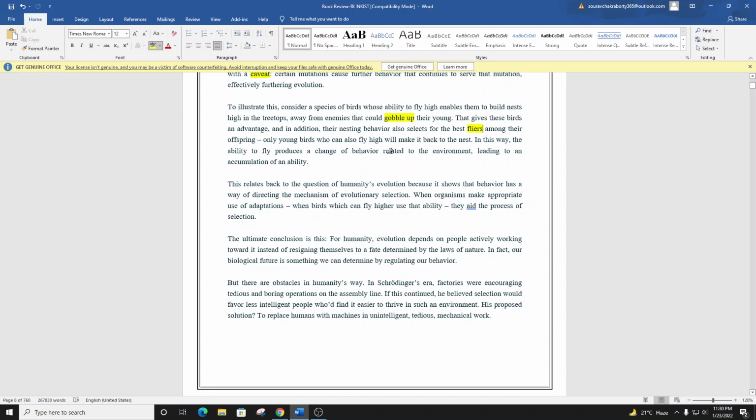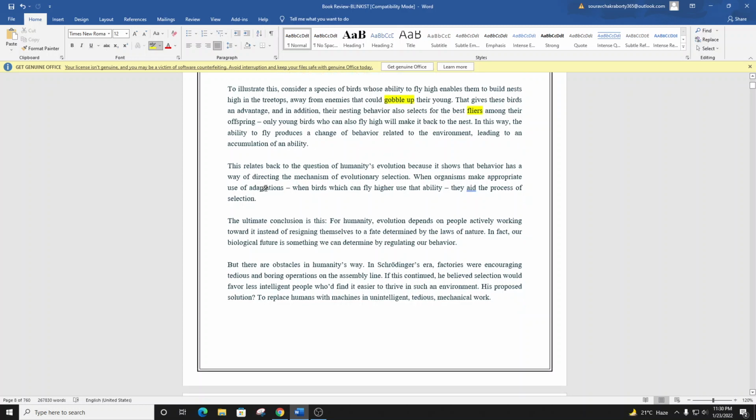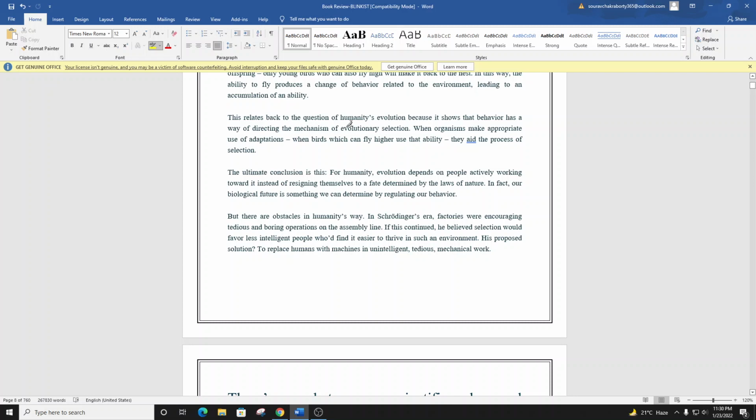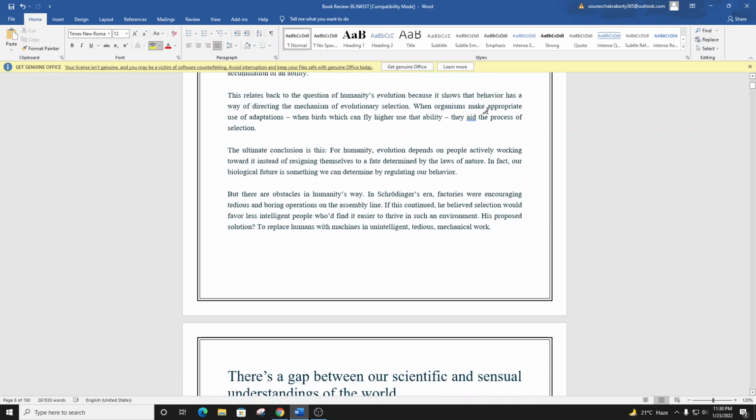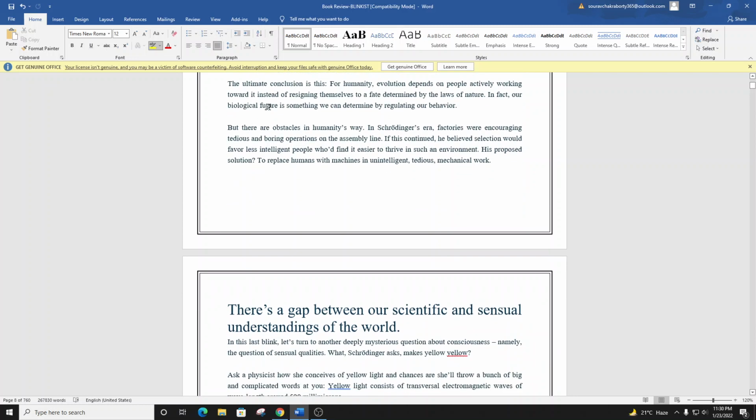In this way, the ability to fly produces a change of behavior related to the environment, leading to an accumulation of an ability. This relates back to the question of humanity's evolution because it shows that behavior has a way of directing the mechanism of evolutionary selection. When organisms make appropriate use of adaptations, when birds which can fly higher use that ability, they aid the process of selection. The ultimate conclusion is this.